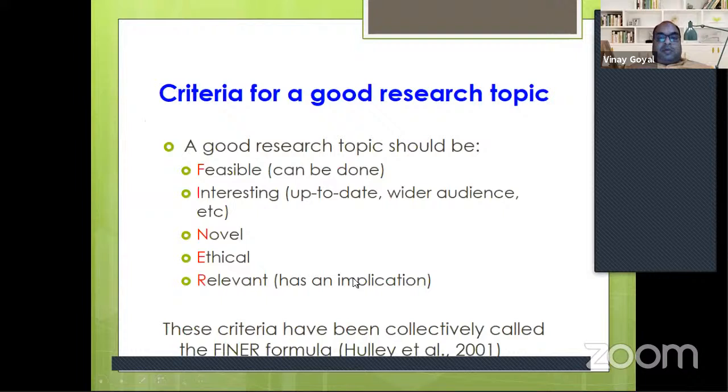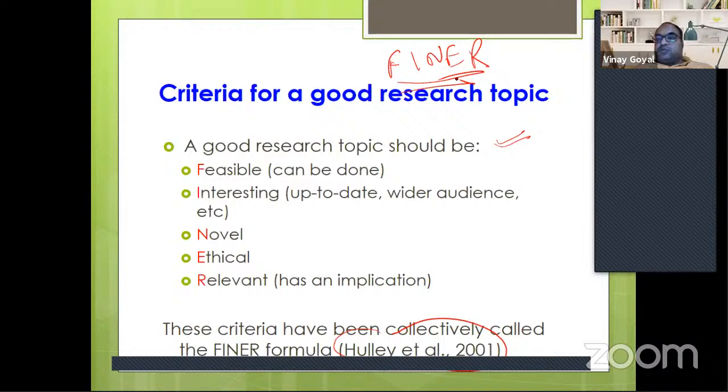So what are the various criteria for a good research topic? There is a study which has been done. This is taken from a research study of Pule et al. And we call this FINER. So there is a FINER concept of topic selection. So what is this FINER?